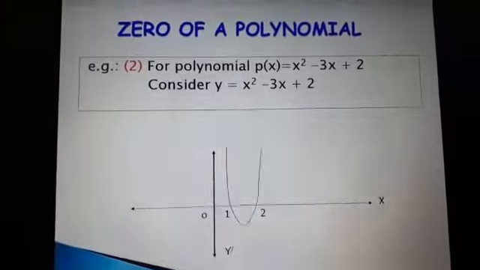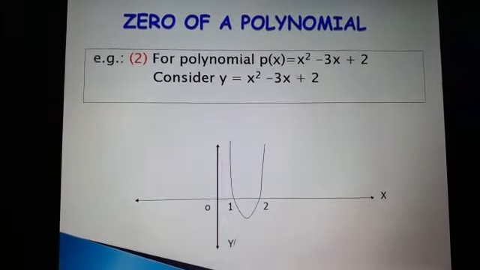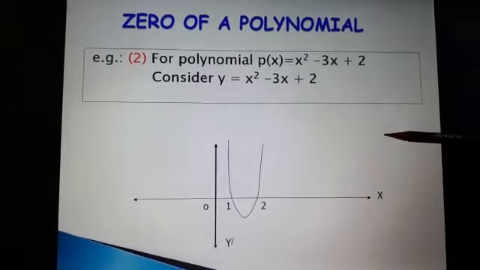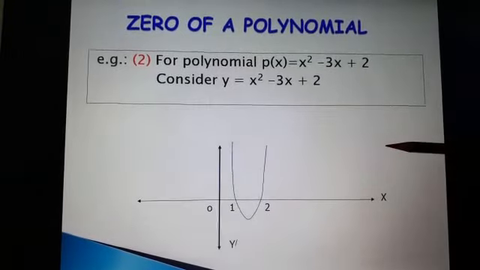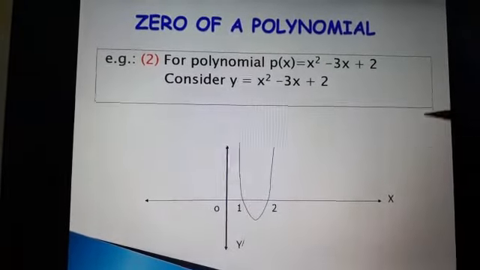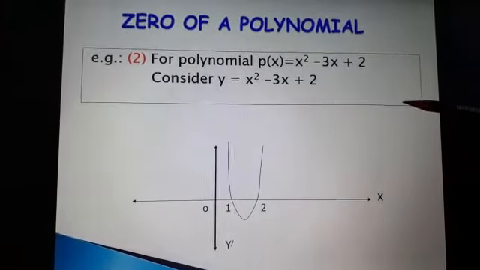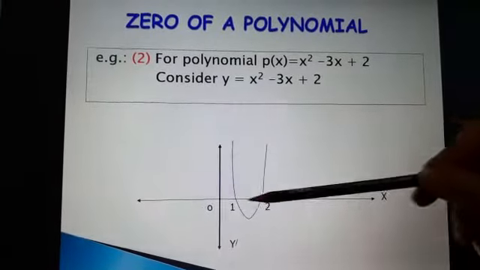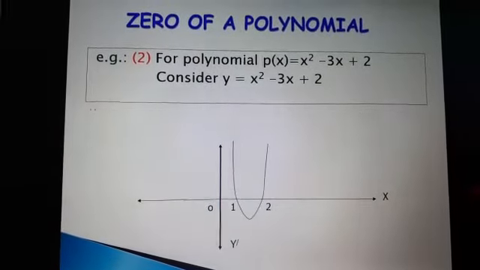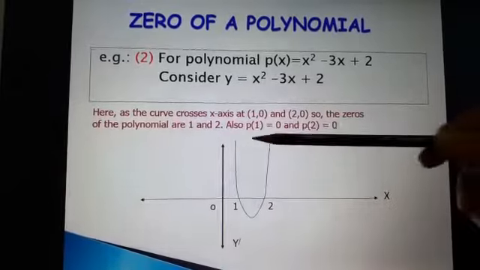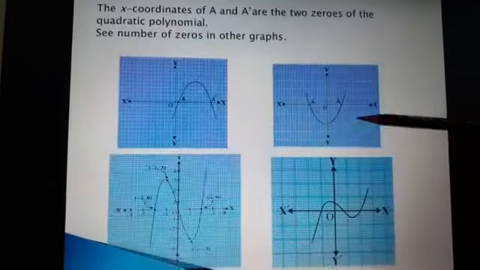A linear polynomial, degree 1, has 1 zero. A quadratic polynomial, degree 2, will have 2 zeros. A cubic polynomial, degree 3, will have 3 zeros. So here in the quadratic we can see 2 zeros. See some more examples. These are the 2 zeros shown.